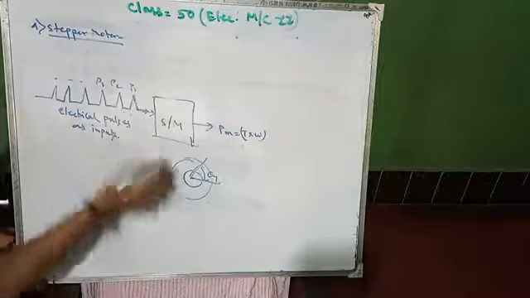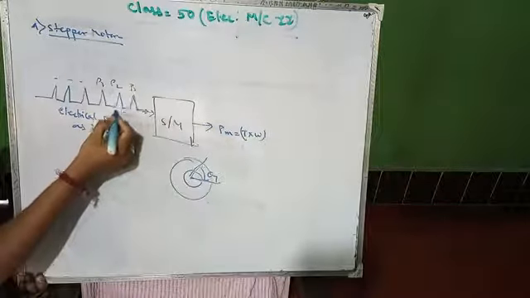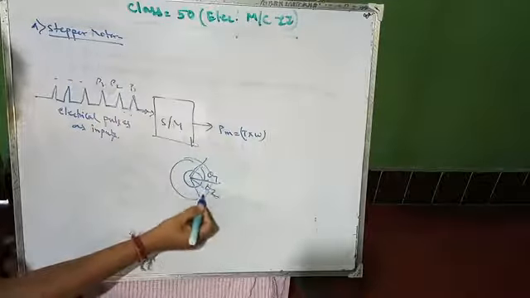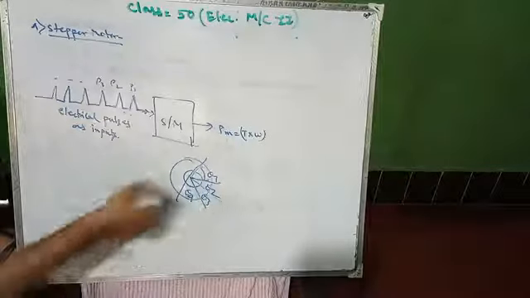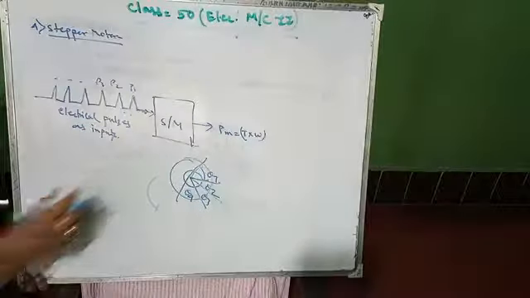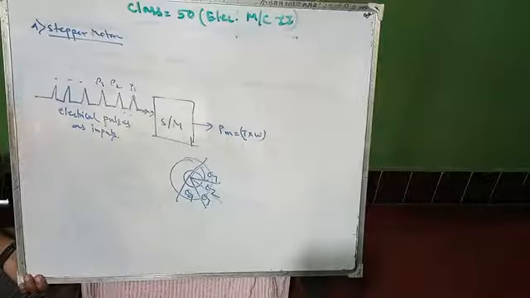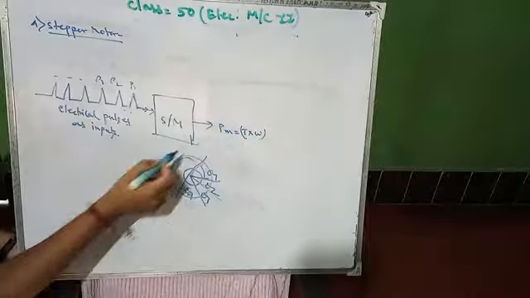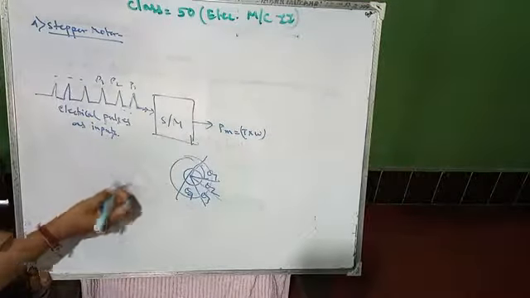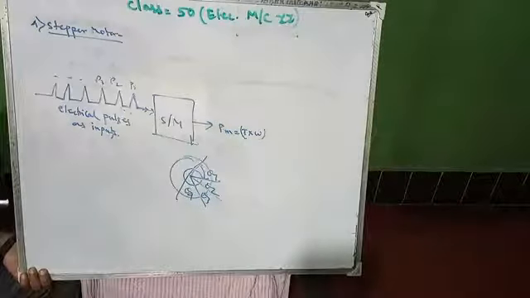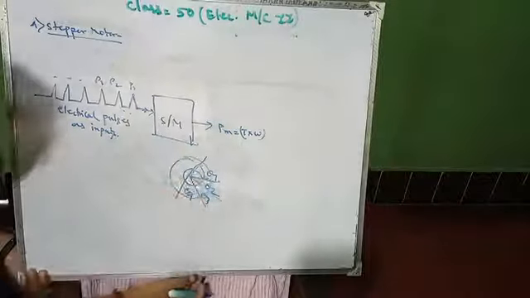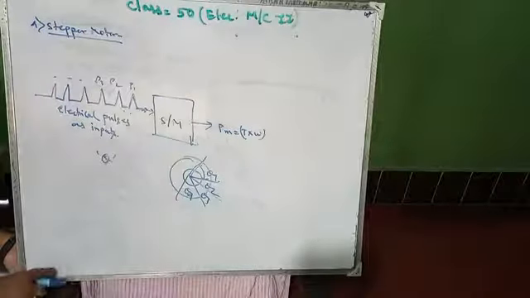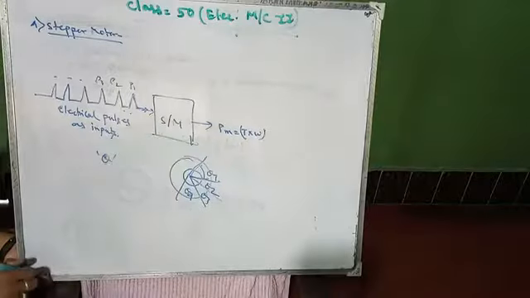Then it stops. When it is supplied with another pulse, it will rotate by another angle theta 2, then theta 3, then theta 4. Similarly it will keep rotating. As the motor rotates depending on the step, that is the rotational displacement theta, it is called the stepper motor.